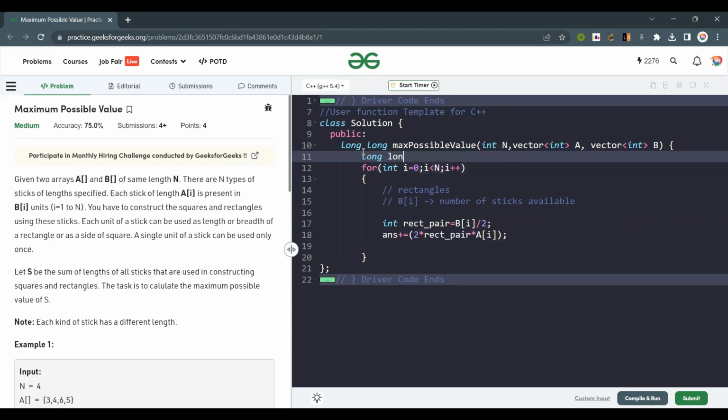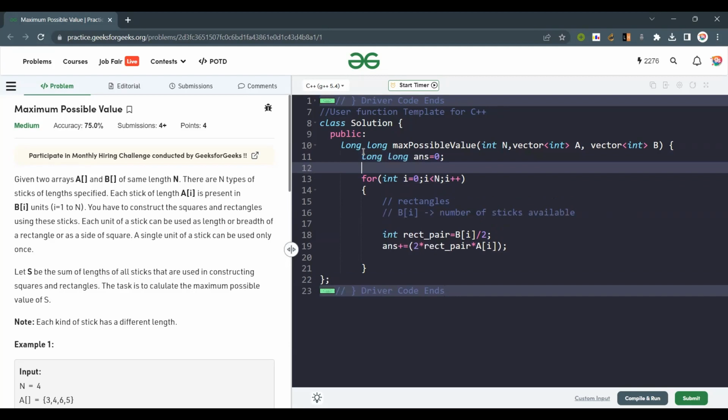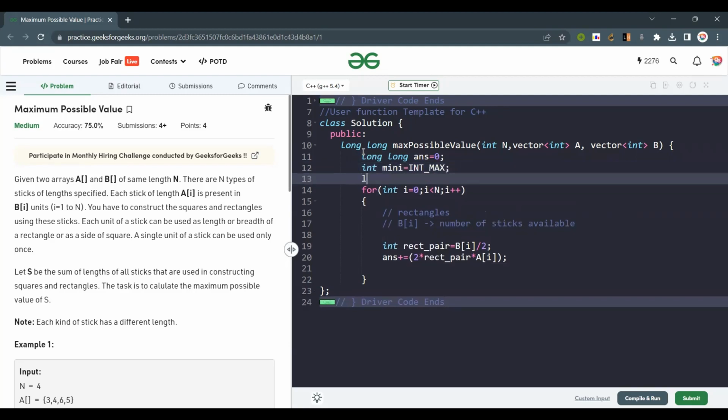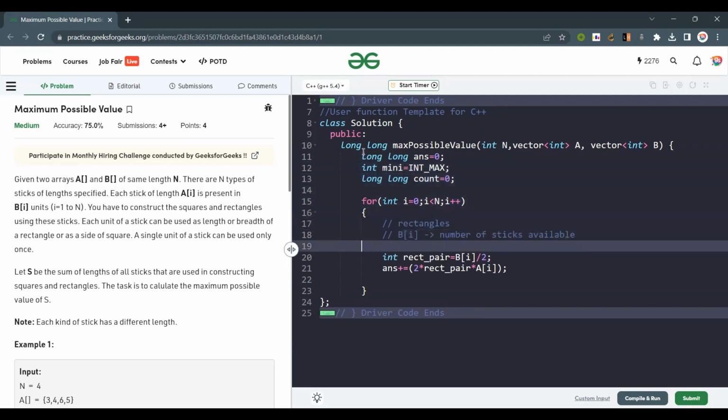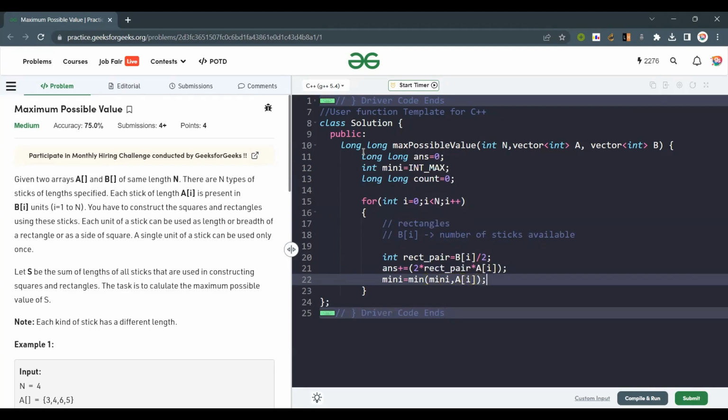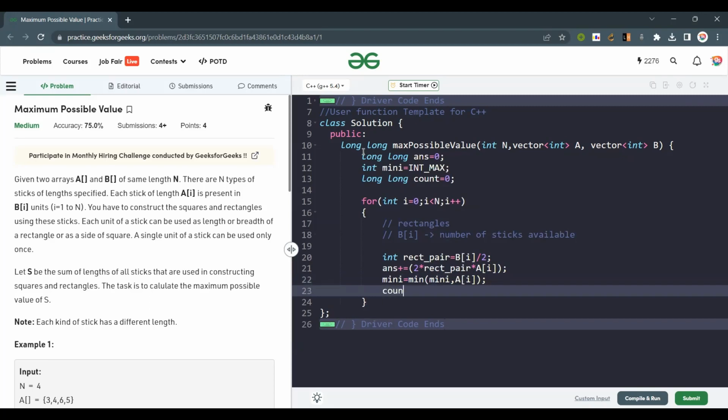For that, long answer is equal to 0 and mini is equal to int max. Why mini is equal to int max, as I already told, and like count variable is created. So whenever I was traversing the array, I will take the minimal value out of that stick length, and after that we will do count plus equals rectangle pair.